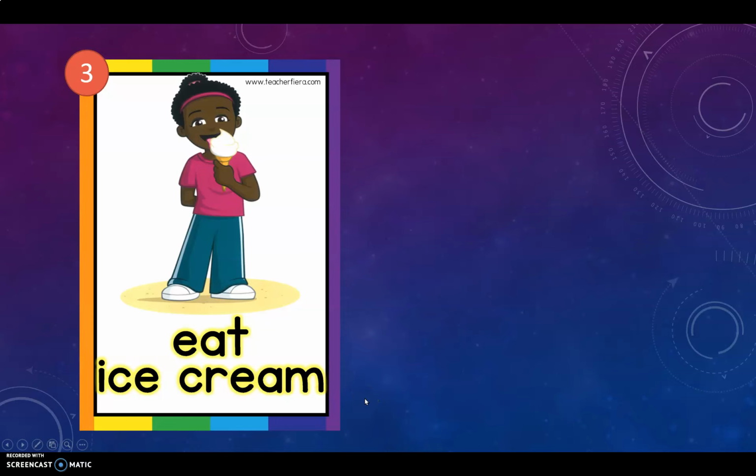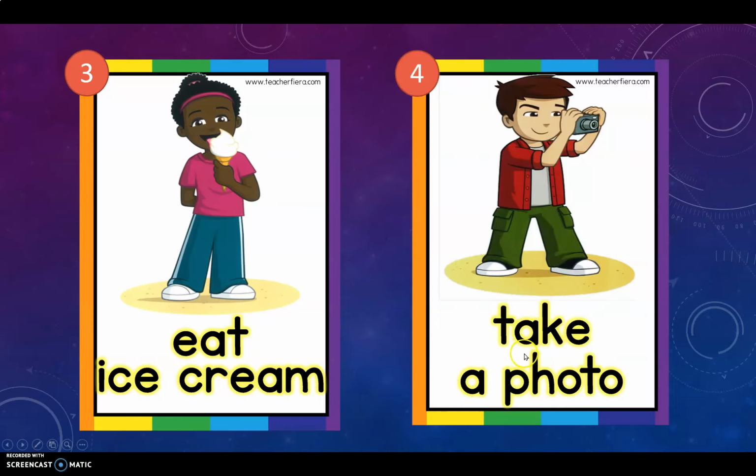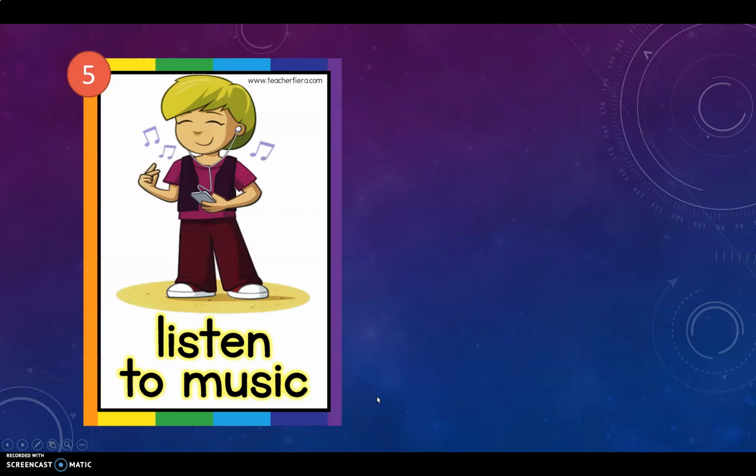Let's move on to picture number 4. Take a photo. What is take a photo? Mengambil gambar. Picture number 5. Listen to music. What is listen to music, everyone? Very good. Mendengar music.